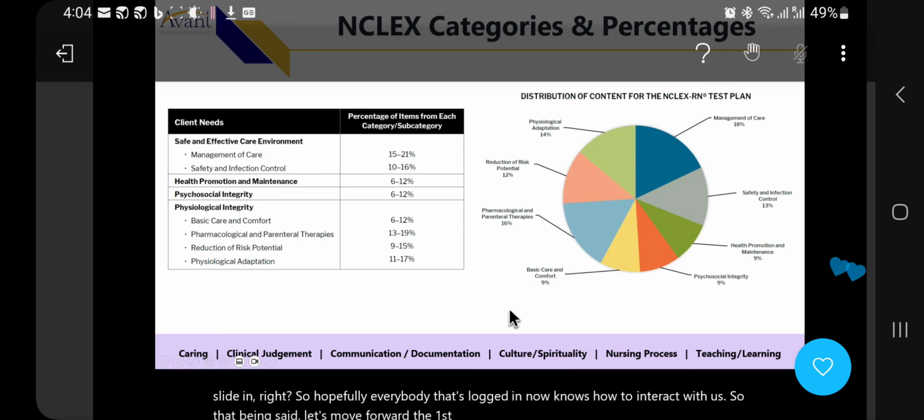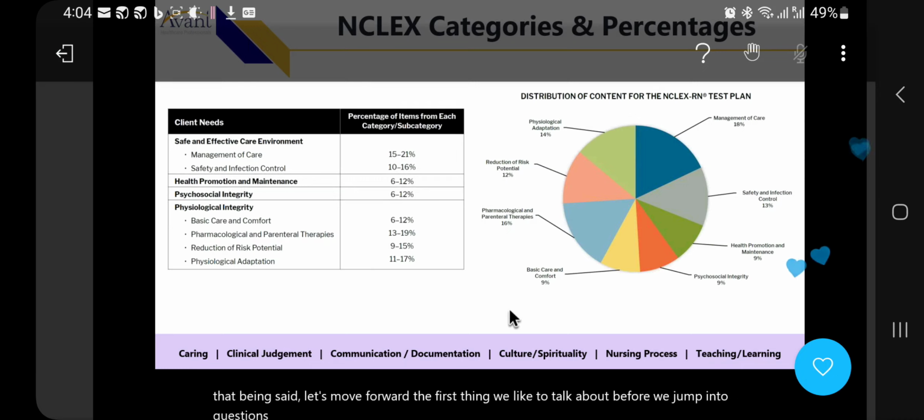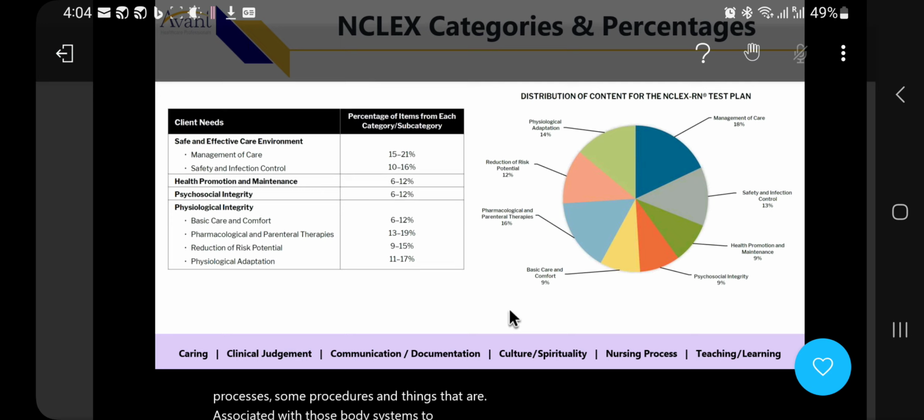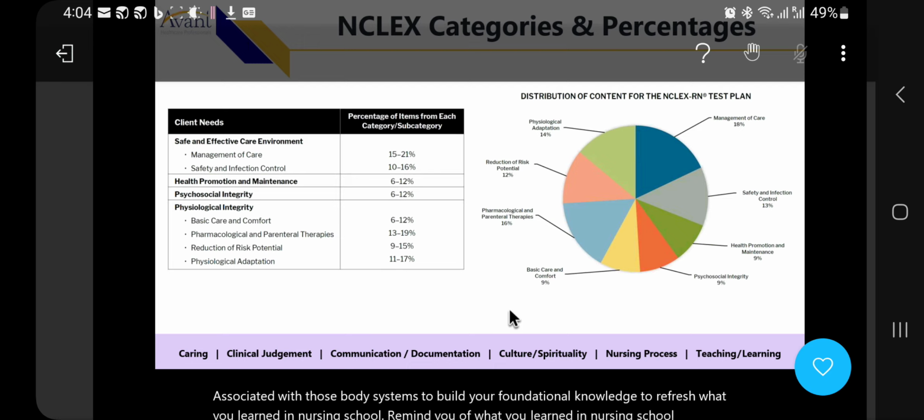The first thing we like to talk about before we jump into questions is the way that the NCLEX is broken down, how it is organized. If you are a first-time tester, you're currently studying by the body systems and the disease processes, some procedures and things that are associated with those body systems, to build your foundational knowledge, to refresh what you learned in nursing school, and get you back to that just-graduated state of mind. But the actual exam is not organized that way.